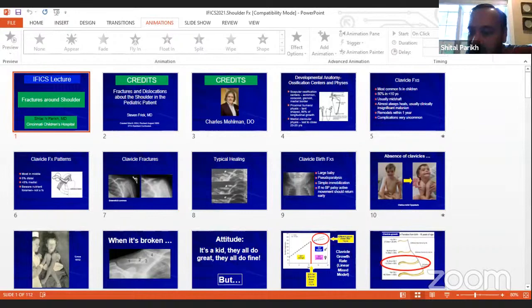So what about clavicle fractures in adolescents? What is the age cutoff for surgical treatment for routine fractures? Are we treating all of them with closed treatment, or at what age do you operate?